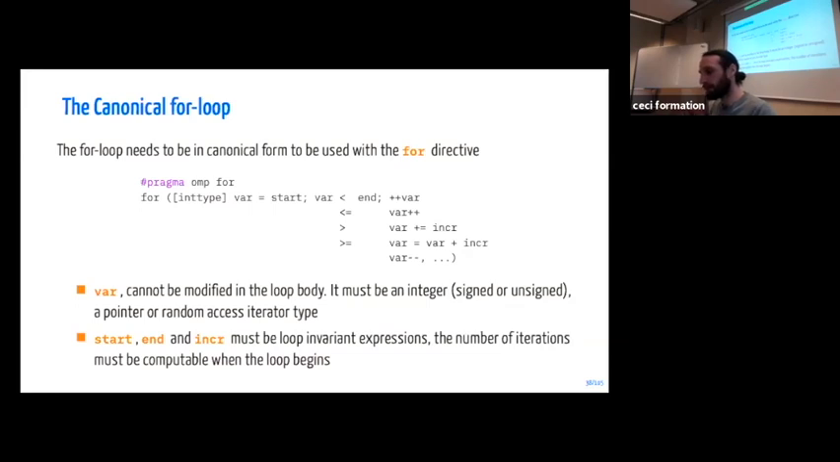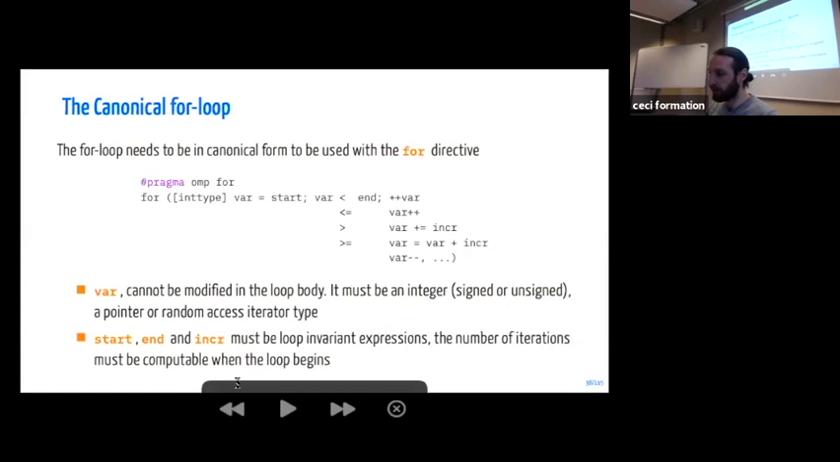Okay, but the start, the end, as well as the value of the increment of the loop must be invariant expressions, so they cannot change. And the number of iterations must be computable when the loop begins. Not at compile time, that's not necessary, but the OpenMP runtime needs, at the beginning of the loop, to be able to split the loop in chunks and distribute these chunks to the threads. So it means that when we reach the loop, we need to be able to divide it, so everything needs to be computable when the loop begins.